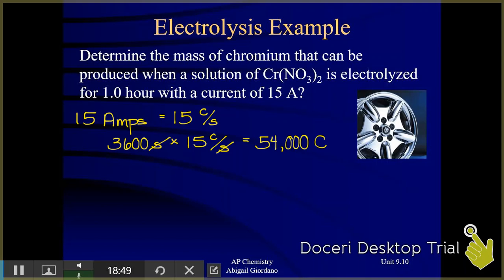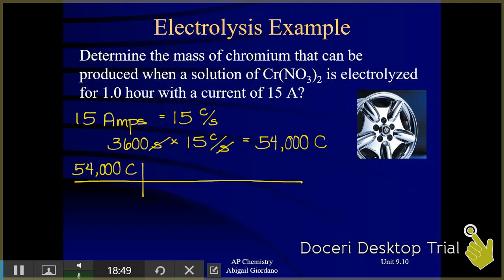54,000 coulombs. Remember, a coulomb is just a unit of charge. So over the course of 1 hour, we will force 54,000 coulombs through this wire. And from here, we can use dimensional analysis. So watch. At this point, I'm in coulombs.